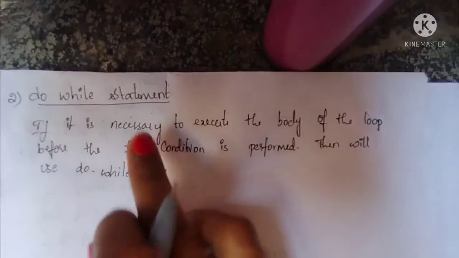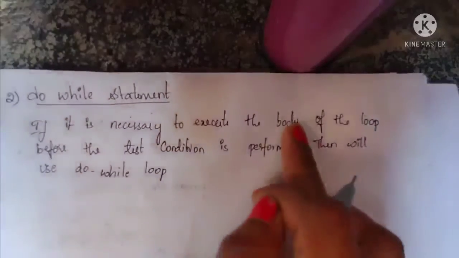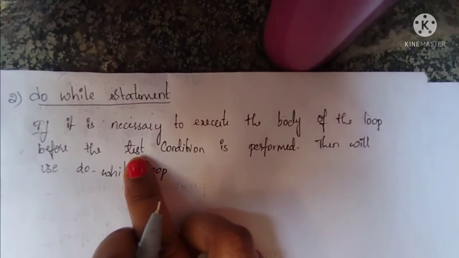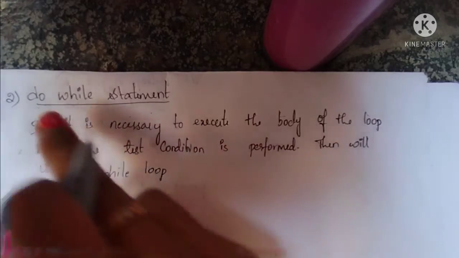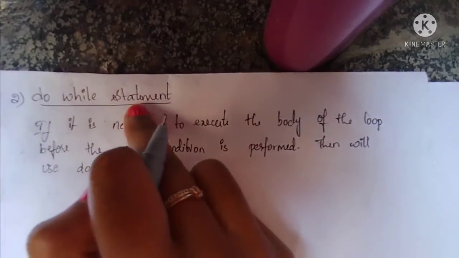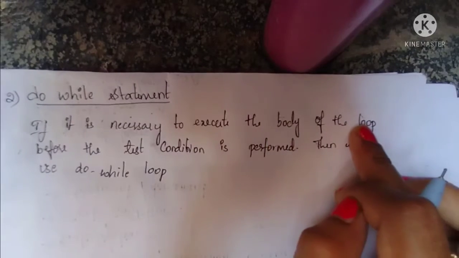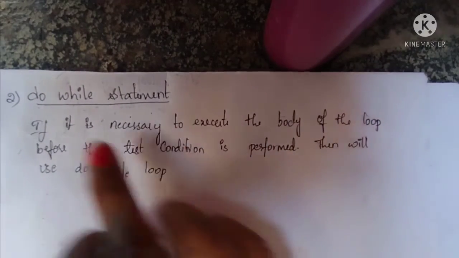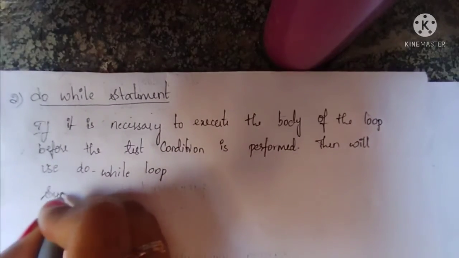So we have the test condition as well as the body for the while loop also. If you want to execute the body of the loop first, and afterwards you want to execute the test condition, in that case we'll use the do while statement. In the do while statement, first the body of the loop gets executed, then the test condition which we write in the while. Okay, I'll write the syntax here so that it will be clear for you.